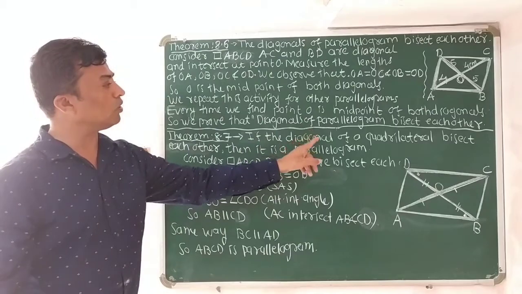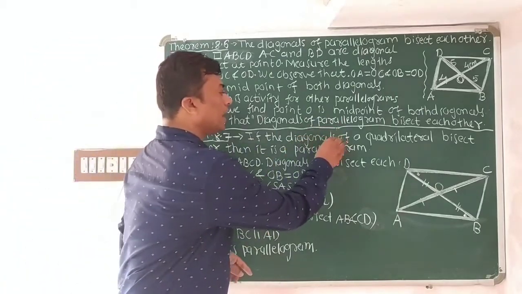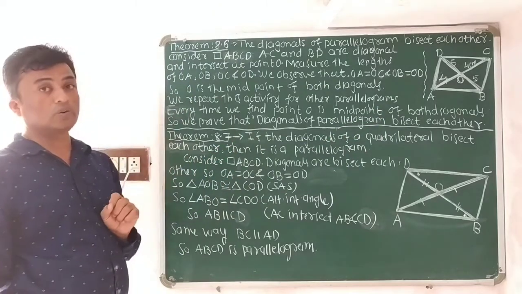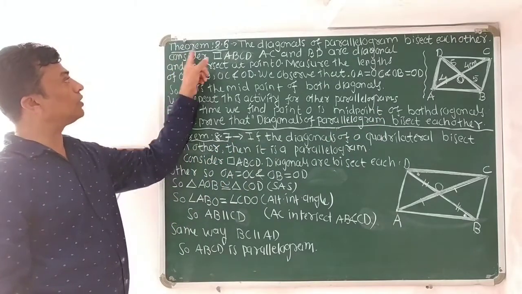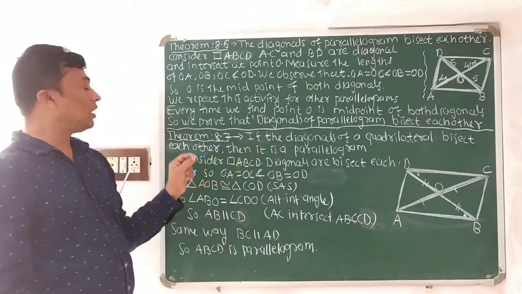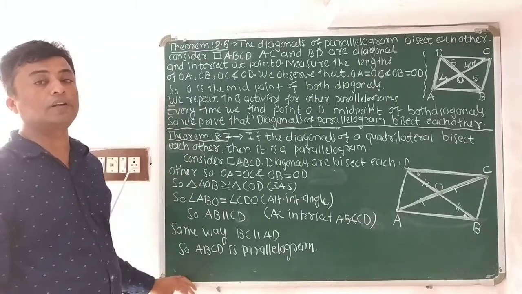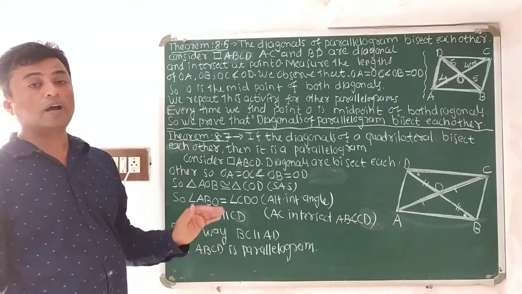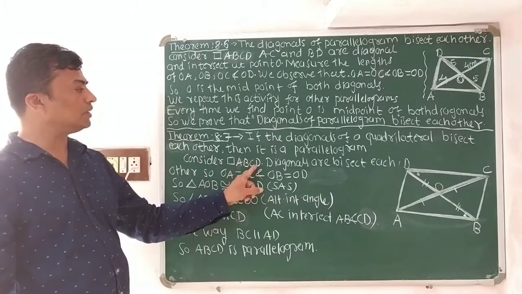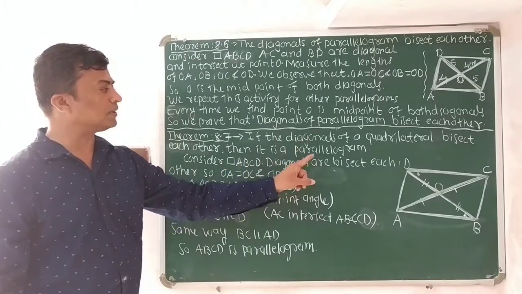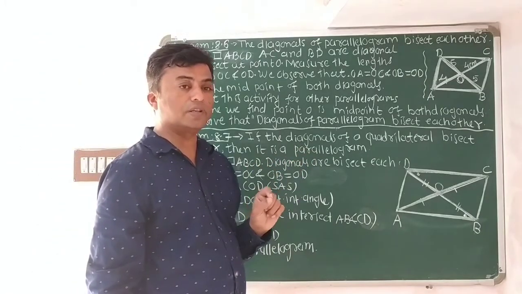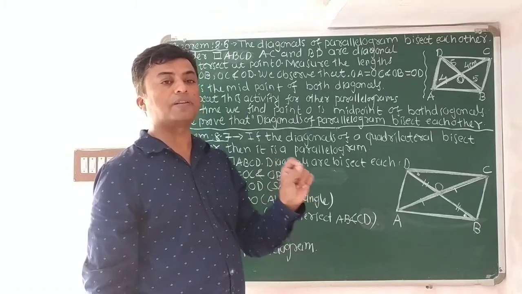If the diagonals of a quadrilateral bisect each other, then it is a parallelogram. It is the converse statement of Theorem 8.6. If the diagonals of a quadrilateral bisect each other, then the given quadrilateral is a parallelogram, that we have to prove. For that, consider quadrilateral ABCD whose diagonals bisect each other.